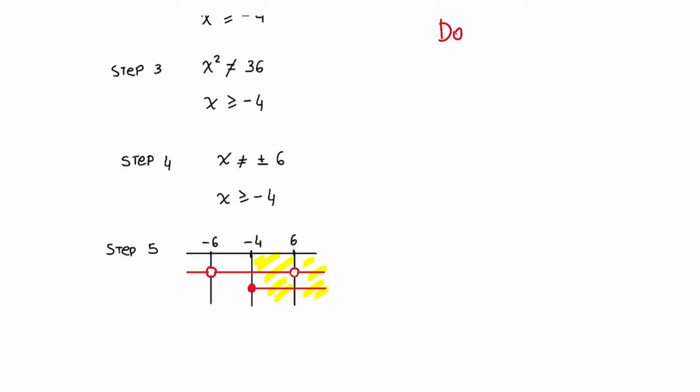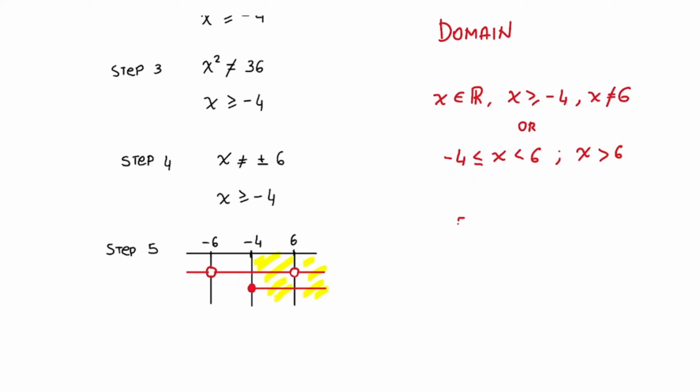So now we can write the domain. The domain is x belongs to the real numbers, such that x is greater than or equal to negative 4 and x is not equal to 6. We can also write this in interval notation as from negative 4 to 6, with 6 excluded, union from 6 to positive infinity.